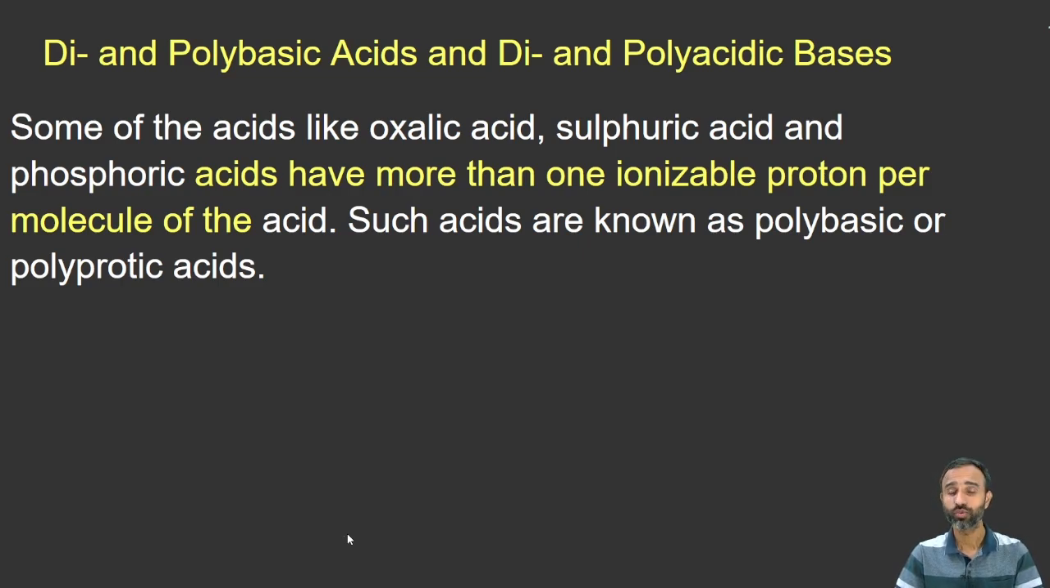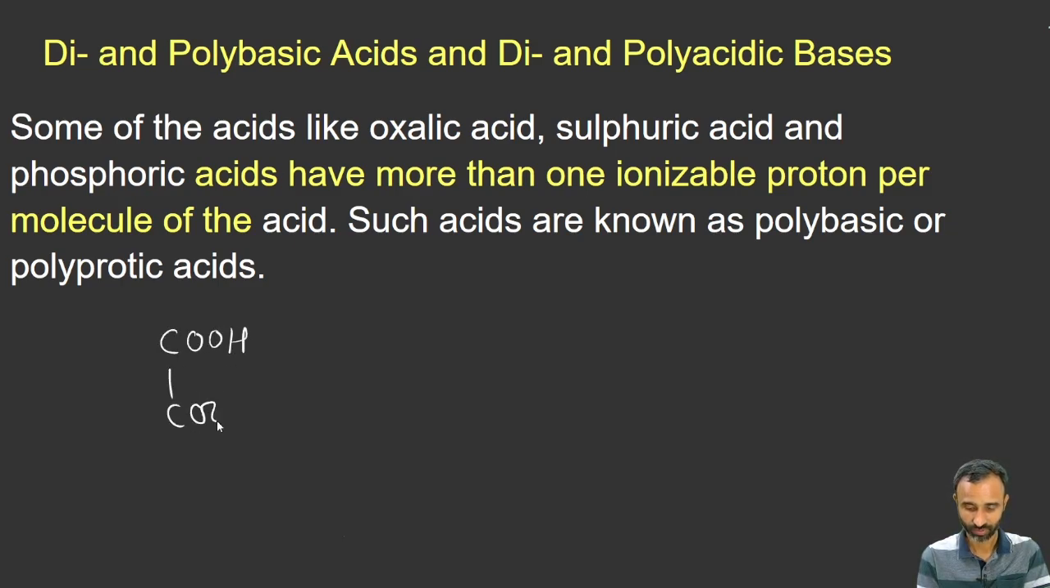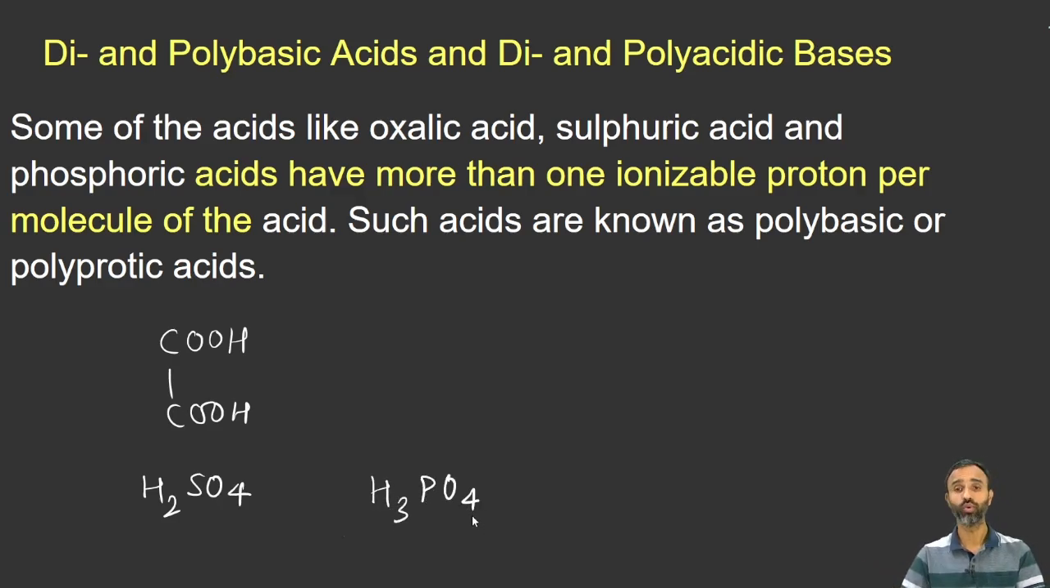So some of the acids, like we have oxalic acid or even sulfuric acid, even phosphoric acid, H3PO4. So these acids will give more than one H plus ions in their solutions, means there are more ionizable protons. Okay, for example, oxalic acid.